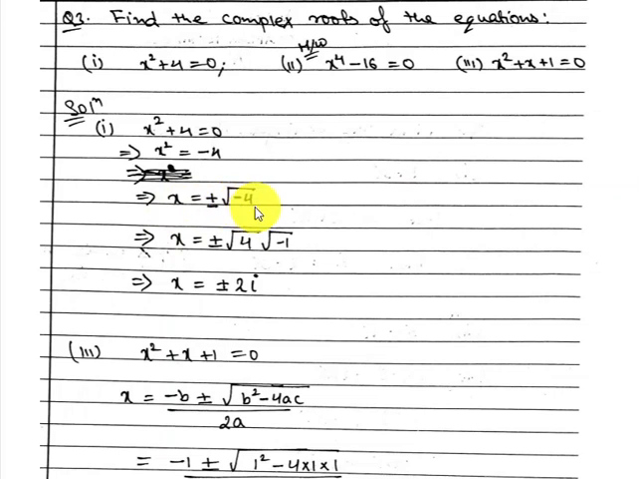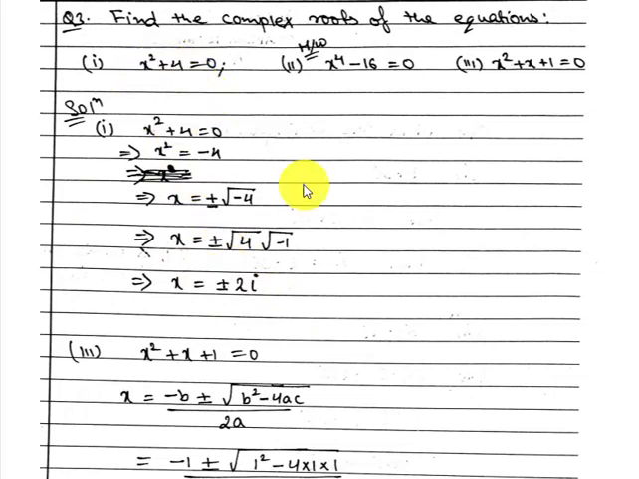You know that whenever you're taking a square root, you have to write plus minus, so that's why plus minus and this square root symbol and minus 4. Now this square root of minus 4 we can write as square root of 4 into square root of minus 1. So square root of 4 is 2, and square root of minus 1 is i. So you get x equal to plus minus 2i. This is the complex root for this equation, because either 2i or minus 2i will satisfy this equation.